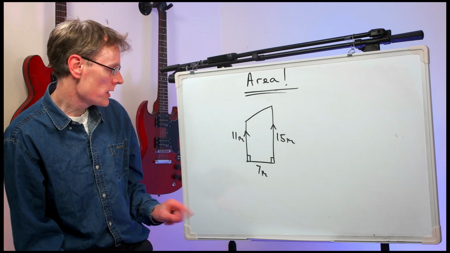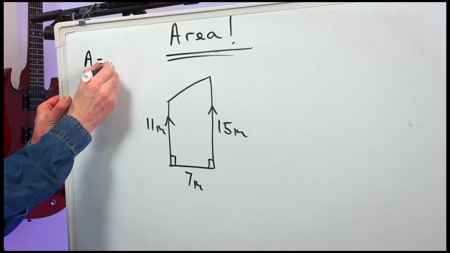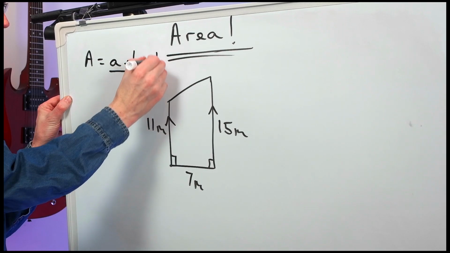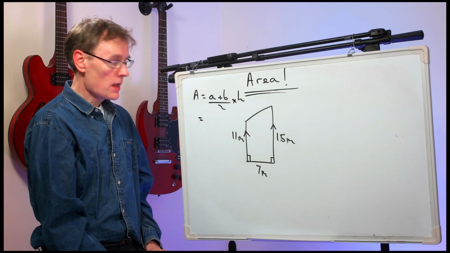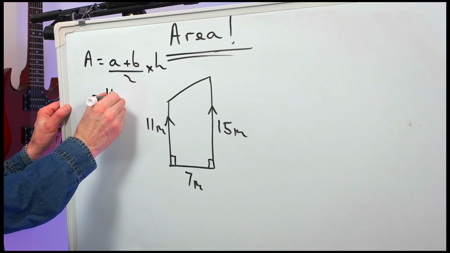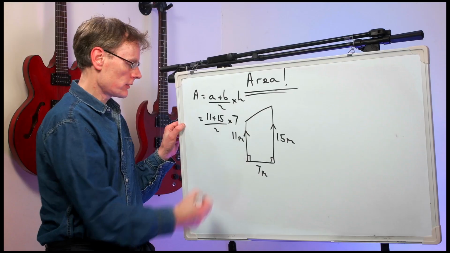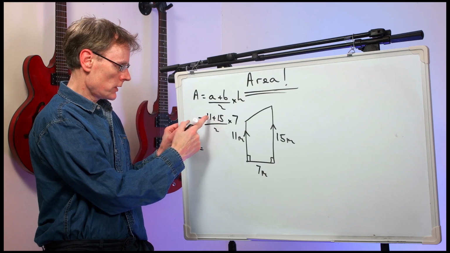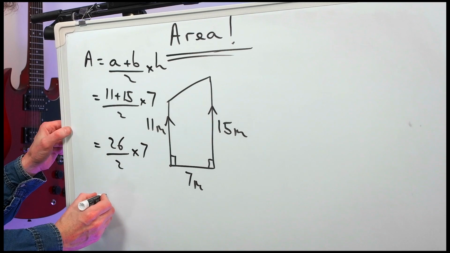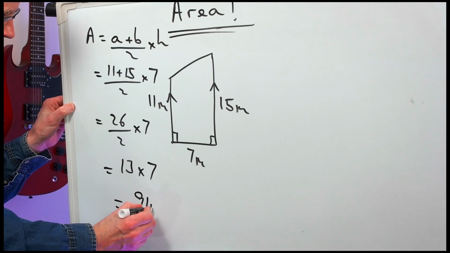Right, so here we have another trapezium. So to work out the area equals the average of the parallel sides, that's A plus B divided by 2, times H, the perpendicular height. Here the perpendicular height is 7 meters. So we have 11 plus 15 divided by 2 times 7. So 11 plus 15 is 26, divided by 2 is 13, times 7 gives us 91 meters squared.